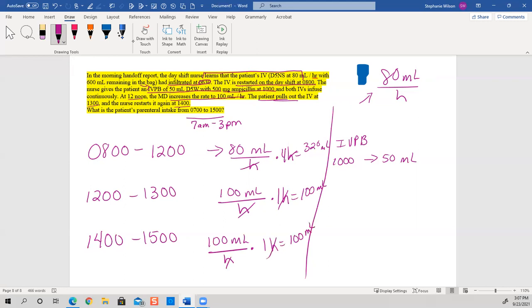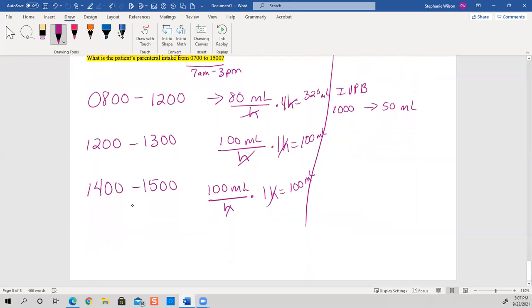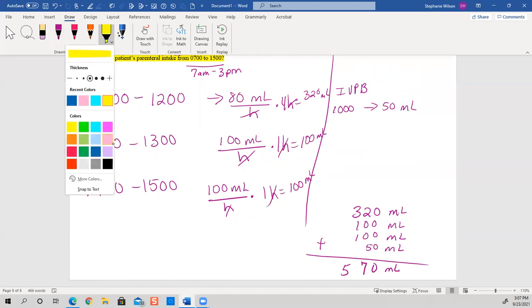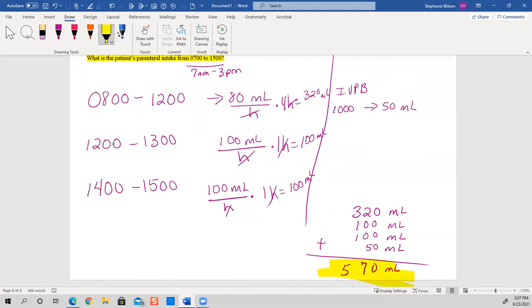Okay, so let's figure out what is the total here. So I'm going to come over here. I have 320 milliliters. I have 100 milliliters. I have 100 milliliters, and I have 50. Let's add this up. So zeros plus zeros, 2 plus 5, 3 plus 1 plus 1. So the total intake, parental intake for this patient is 570 milliliters.